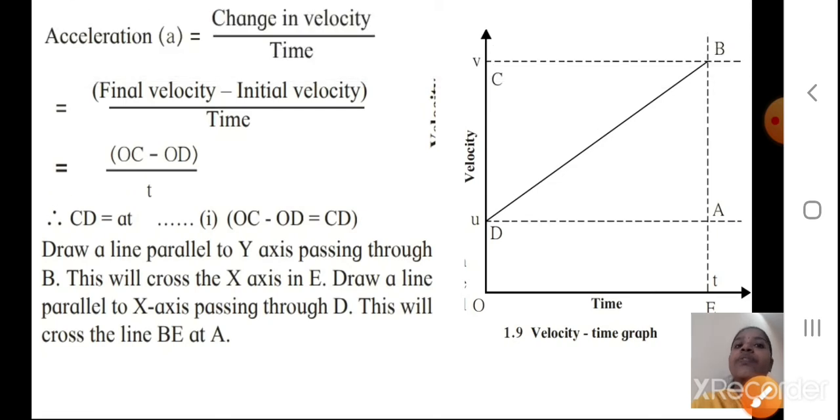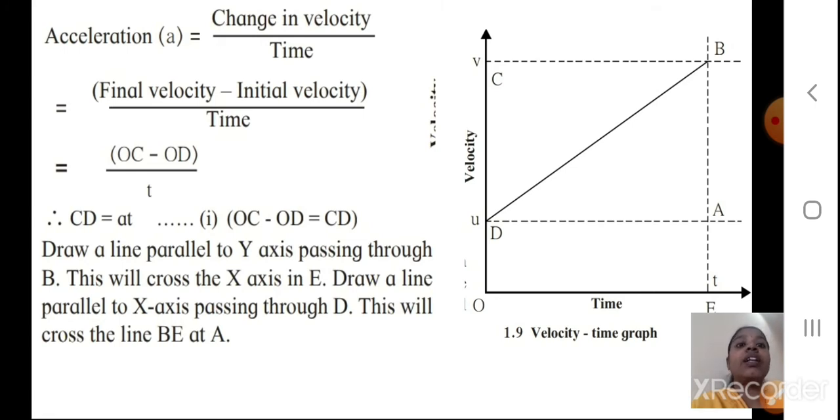Okay. Now what are we going to do, students? Draw a line parallel to the y-axis passing through B. Can you see I have drawn this parallel line, a dotted parallel line? This will cross the x-axis at E. Can you see the point E is there?